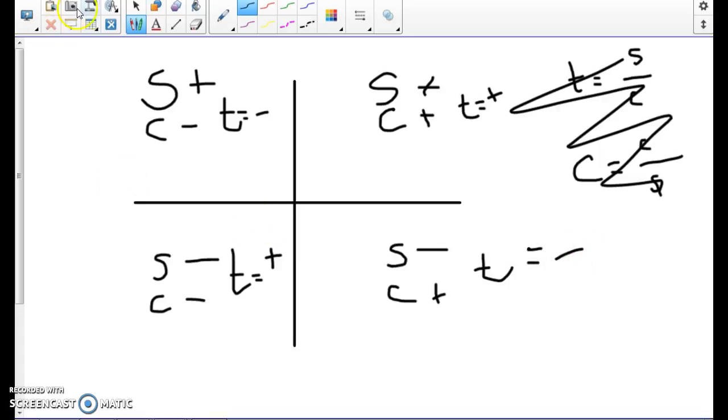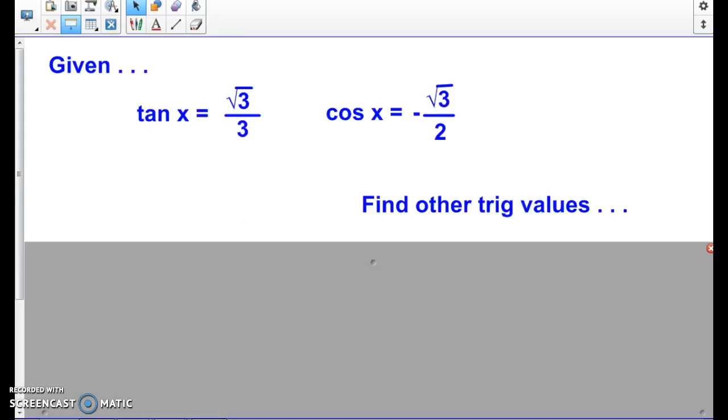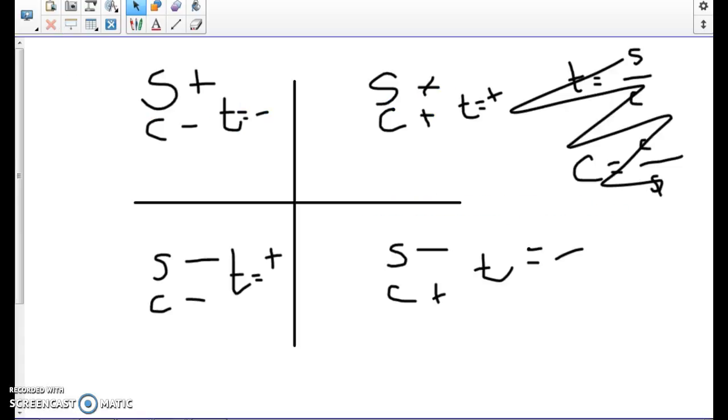So let's look back at our current problem. Our current problem says the tan of x is equal to this positive value here, sorry, I'm pointing with my finger, which you cannot see, and the cosine is equal to a negative. So if the tangent is positive and the cosine is negative, that puts me into the third quadrant.